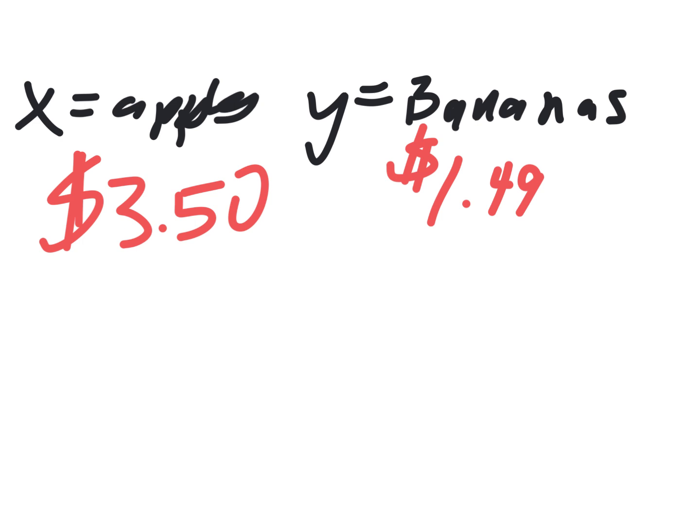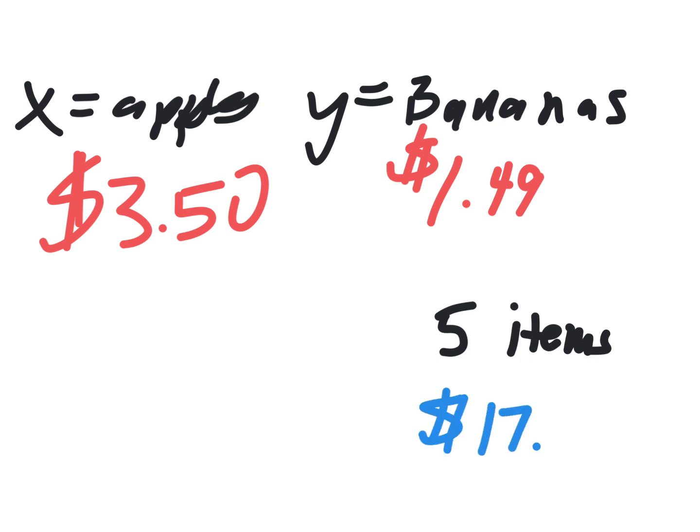Then my question is, can you set up this scenario? You're going to buy 5 items. There's an equation for that. And you're going to spend $17.50. Can you write an equation for those two things? I want to pause while you give that a shot.